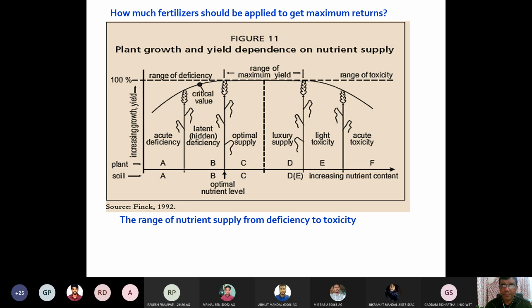Sir, at the point of critical level, we have 90% production and only 10% loss. Yeah. Then it should be between B and C range of maximum yield. Here you get maximum yield between B and C, or you can say where the B ends. The critical level is at 90%, but here you want 100%. If you want 100%, then you increase the supply of the nutrient.